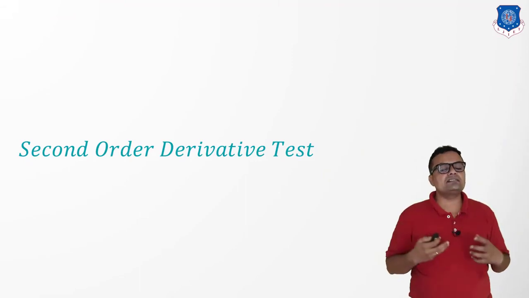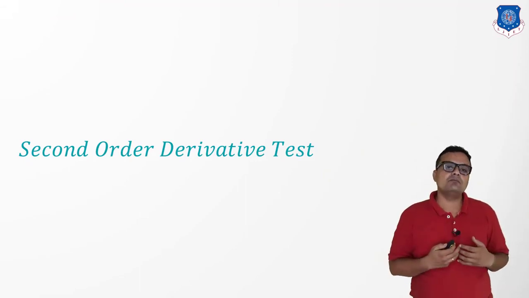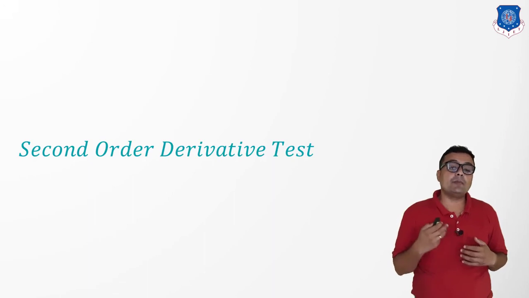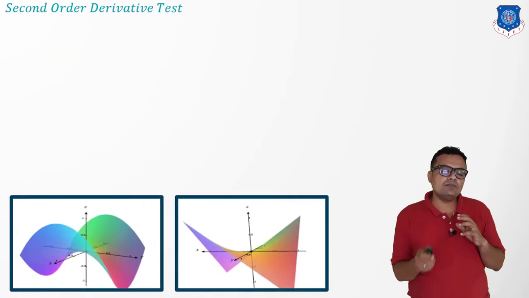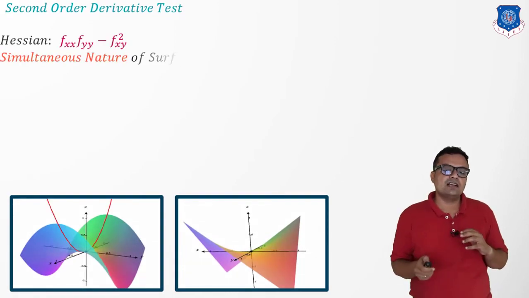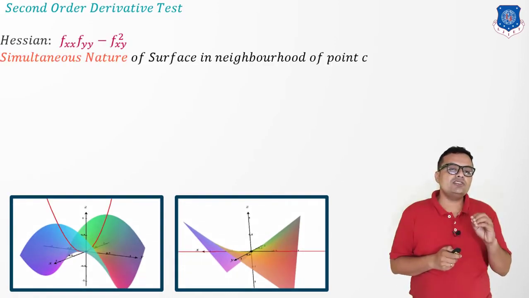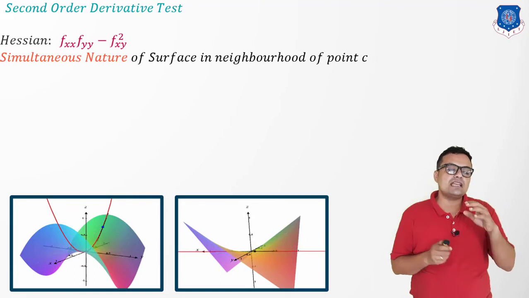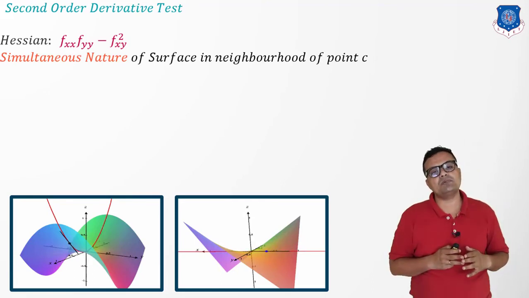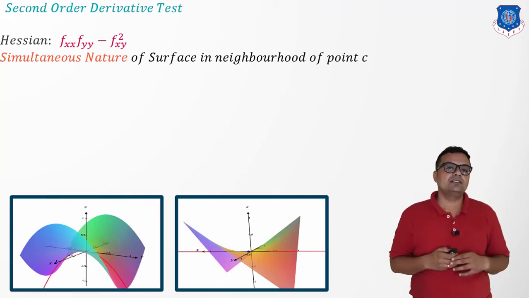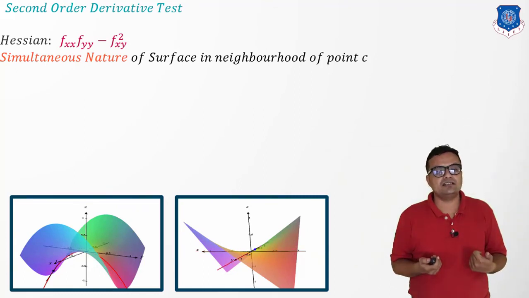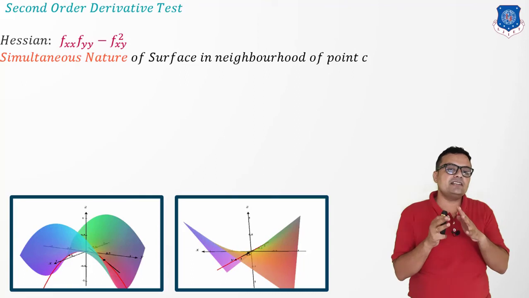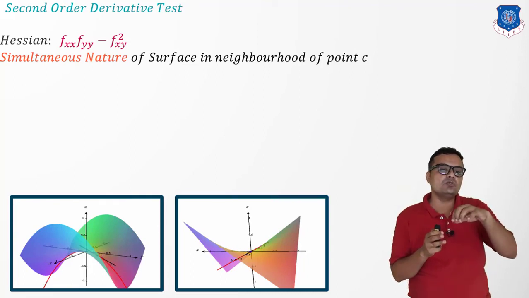So how to detect this thing? How to check whether my critical point is maxima or minima for a function of two variables? If I look carefully at these two cases, I need to introduce something in between these two, a mixed partial derivative of second order, which is f sub xy. And then if I take a parameter known as the Hessian, I will get the correct idea about what is happening in the neighborhood of the point.